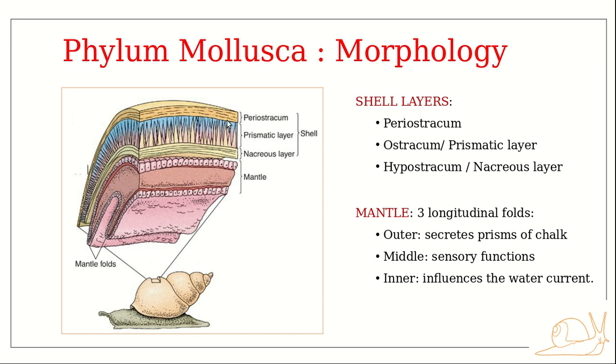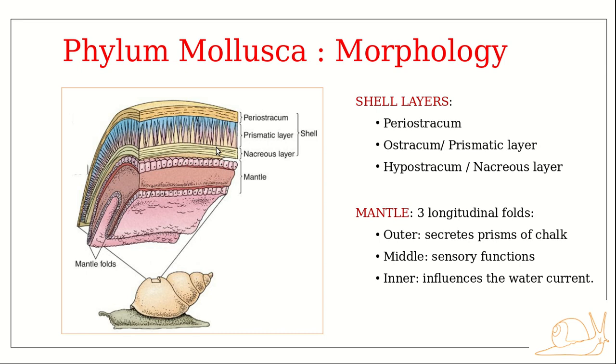Each of these longitudinal plates is surrounded by a thin layer of conchiolin. The innermost layer, the hypostracum or the nacreous layer, otherwise known as nacre, is formed of horizontally arranged and alternately arranged plates. You can see here it is horizontally arranged. These plates are made up of calcium carbonate and conchiolin. So this is about the structure of the shell.